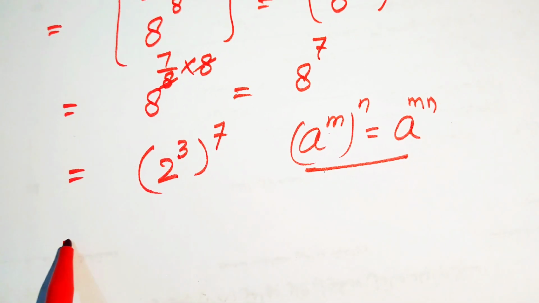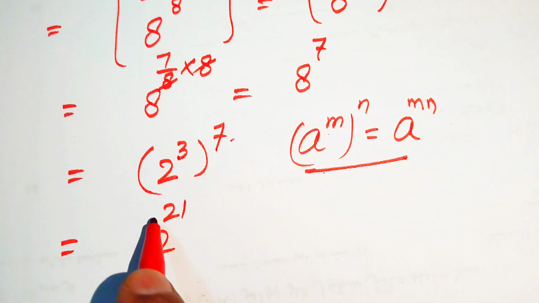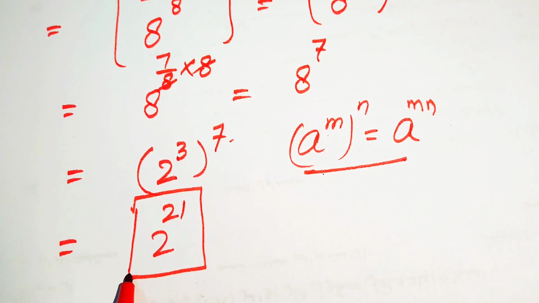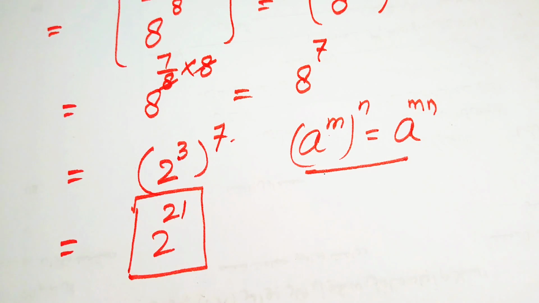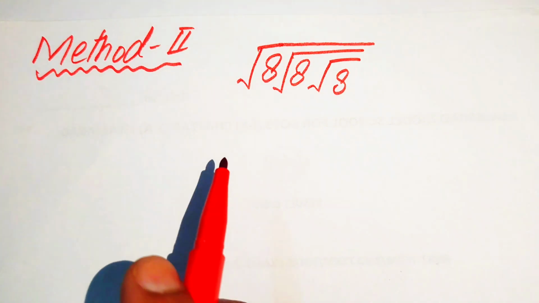So according to this law, we multiply these two exponents, and it will be written as 2 to the power of 21. 3 sevens are 21. So this is the exact final simplified form of the given algebraic expression. Now we solve this problem again by the second method.